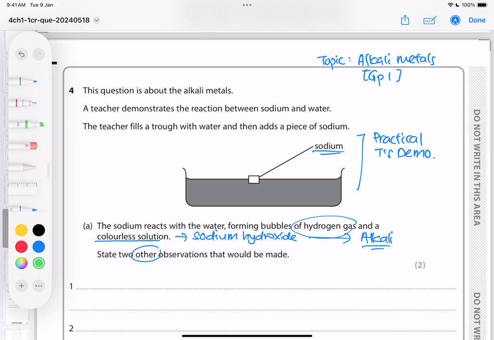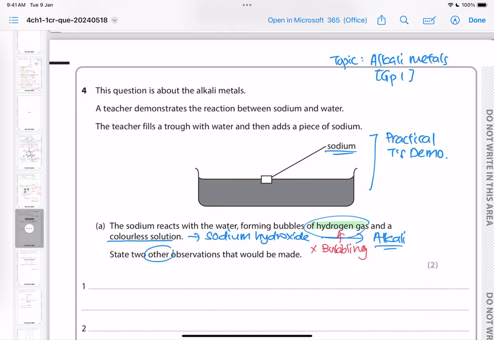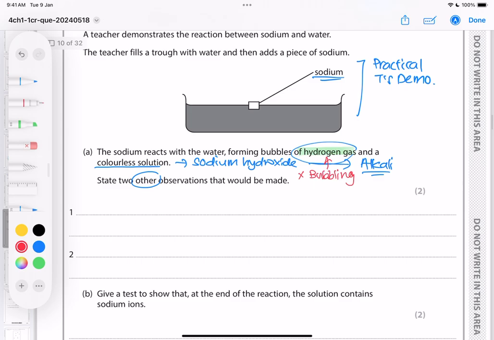Now since hydrogen gas is being mentioned, you should not mention anything such as bubbling or fizzing or effervescence, because they already tell you that hydrogen gas is being produced. So reading the question is really important. So what else can you write instead? First things first, maybe just write out the equation for you to better understand.